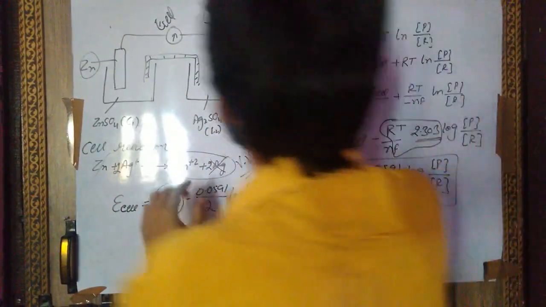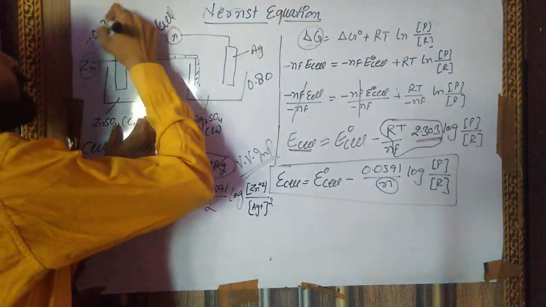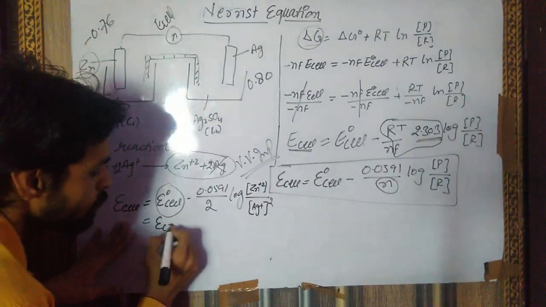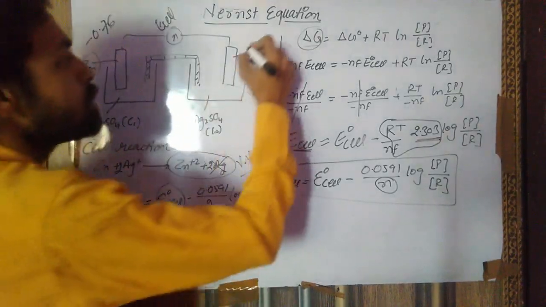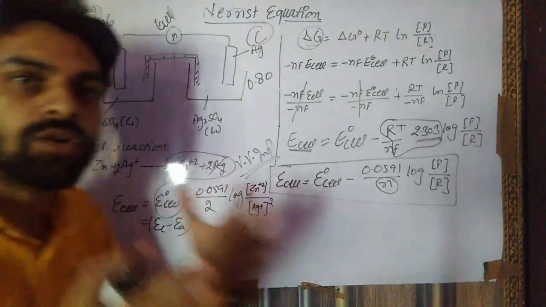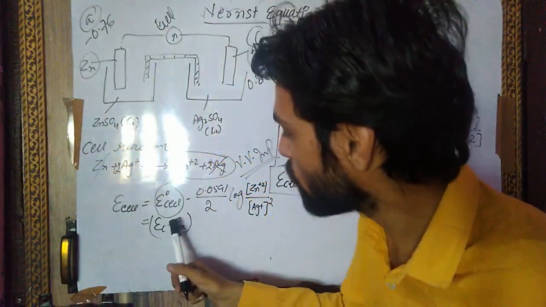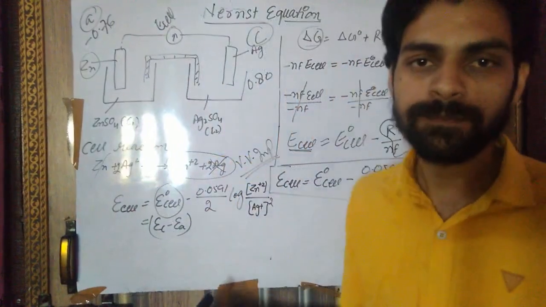How will this come out? I just told you 0.80 minus 0.76, how will you calculate it, E cathode minus E anode. This is the cathode and this is the anode. You will take the difference. Already we have calculated in the previous question. It was 1.56. So 1.56 minus this value.